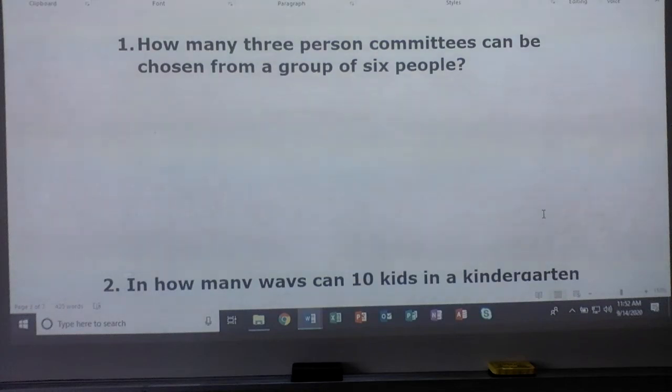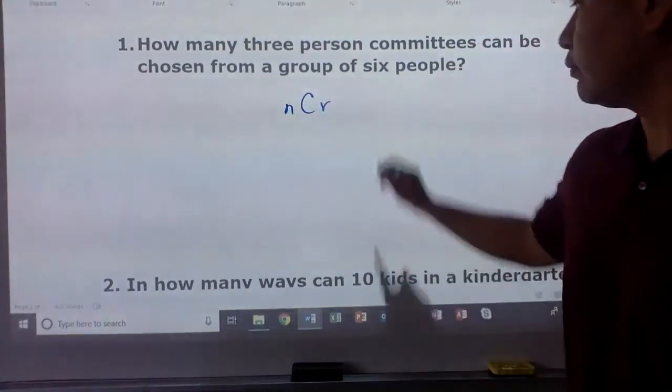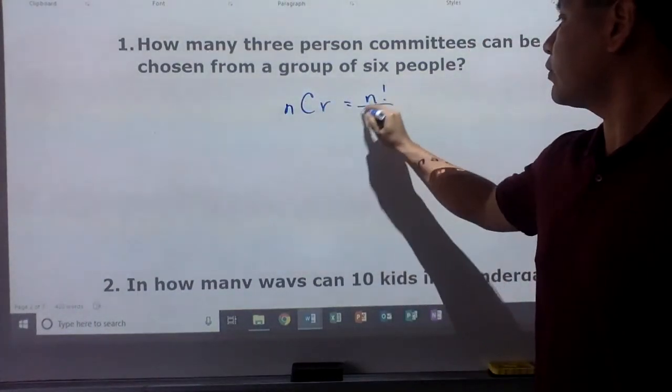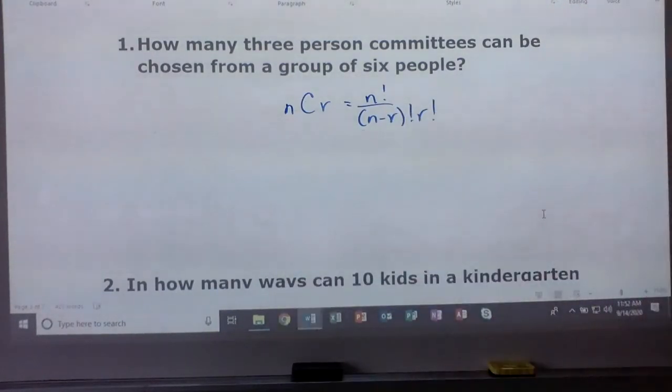This one says, how many 3-person committees can be chosen from a group of 6 people? If I am just choosing someone and I am not giving value to the designations, then the order doesn't matter. So when the order doesn't matter, isn't it called combination? So once again, I will do the combination formula. nCr equals n factorial over r factorial. So what is the total number I can choose from?